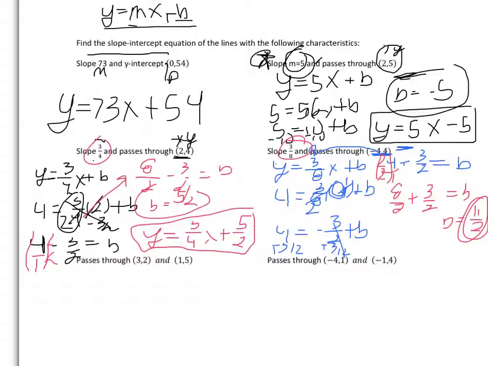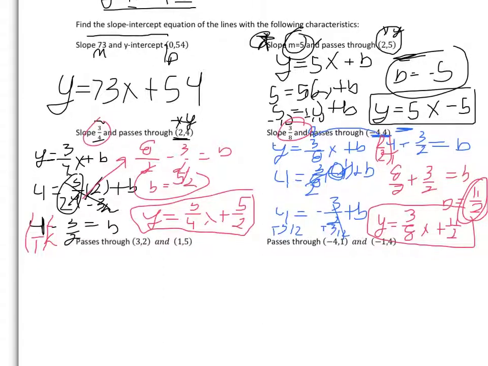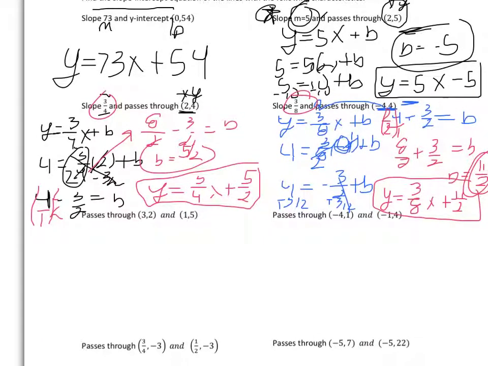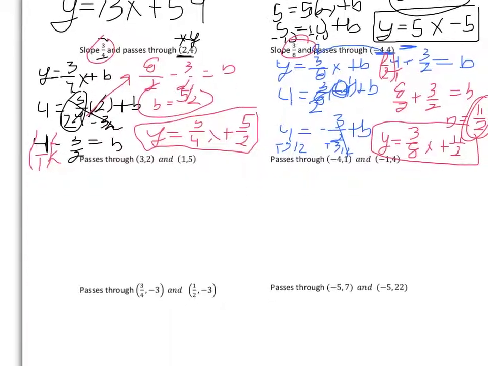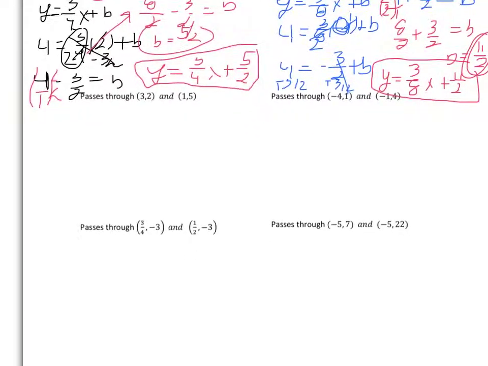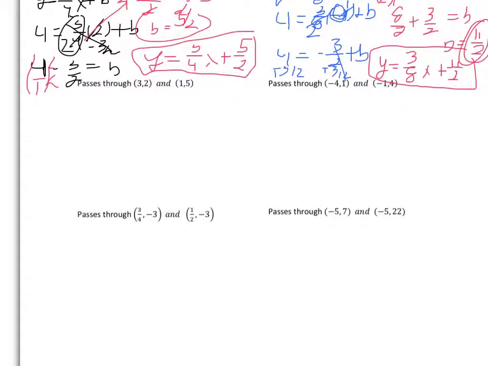We have our b. We have our m. Plug them in. We get y equals 3/8 x plus 11/2. And that is the equation of that line right there. So we've done some with the slope and the y-intercept, some with the slope and a point. Now the rest of these, we just have the situation where they're passing through specific points.